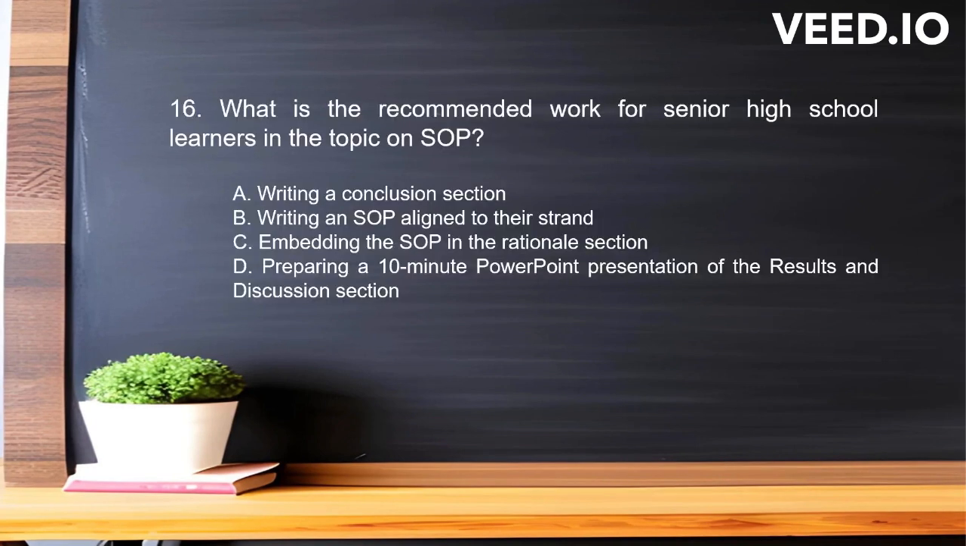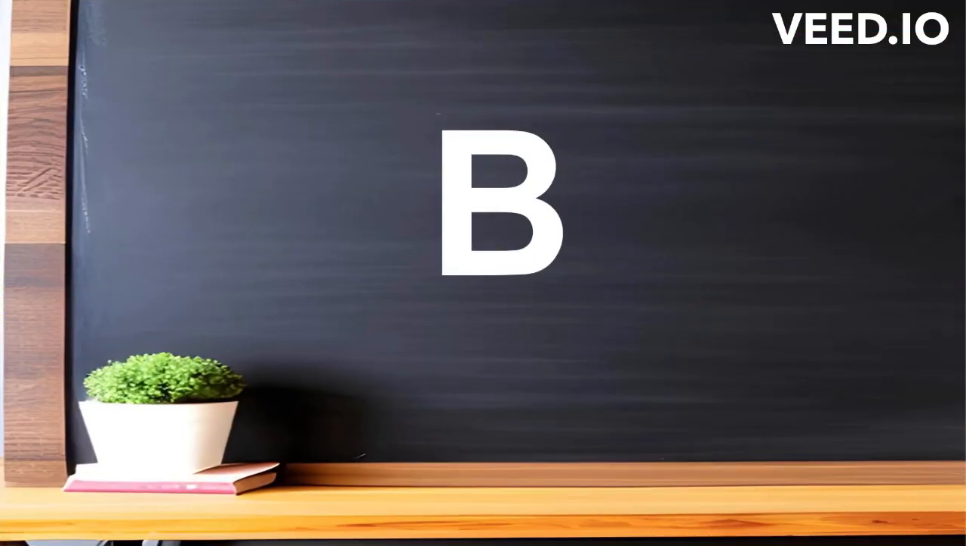16. What is the recommended work for senior high school learners in the topic on SOP? A. Writing a conclusion section. B. Writing an SOP aligned to their strand. C. Embedding the SOP in the rationale section. D. Preparing a 10-minute PowerPoint presentation of the results and discussion section. The answer is B. Writing an SOP aligned to their strand.